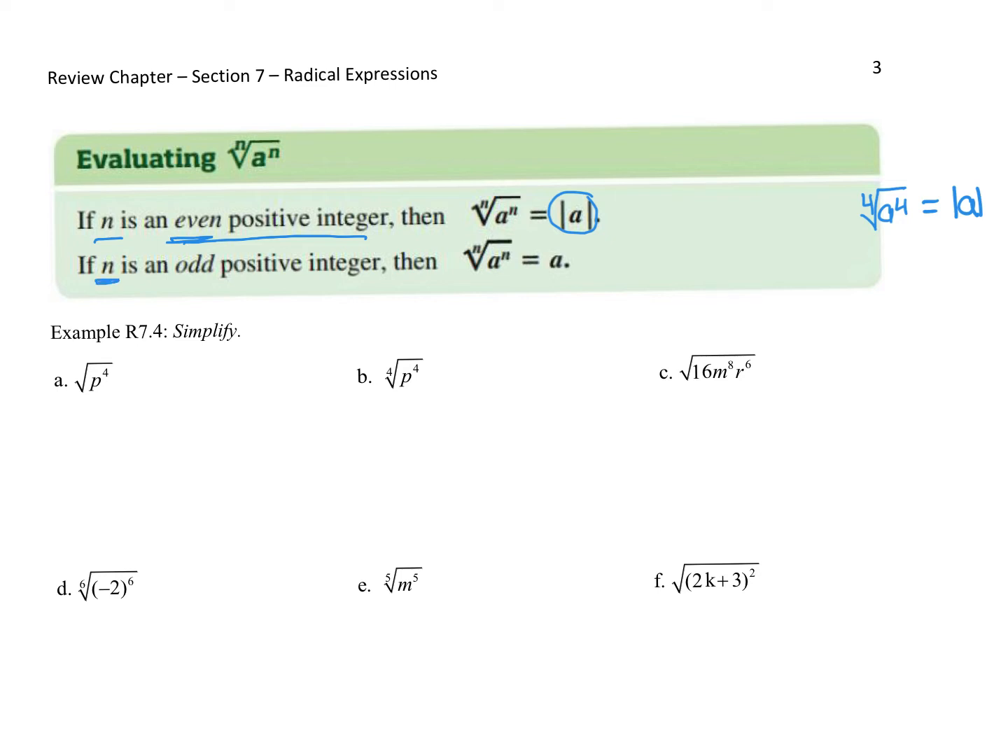But if n is odd, let's do the 5th root of a to the 5th. Well, that 5 is odd, so then I don't need the absolute value. The answer is just a.